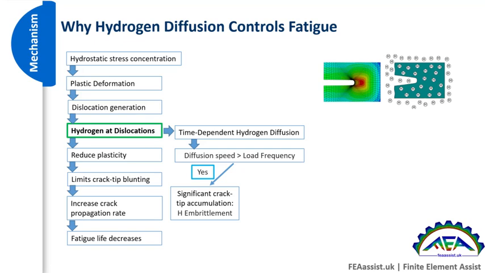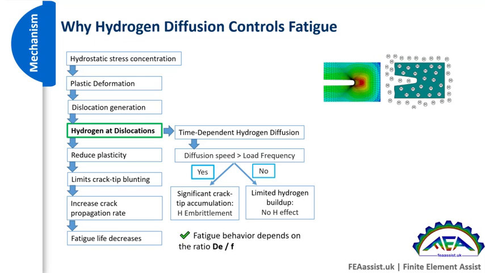So we will have hydrogen embrittlement. But if we have large loading frequencies, greater than diffusion speed, then we will have limited hydrogen buildup. So we will see no hydrogen effect. So this mechanism is telling us that fatigue behavior depends on the ratio of D_E over f, where D_E is the effective diffusion coefficient and f is the loading frequency.